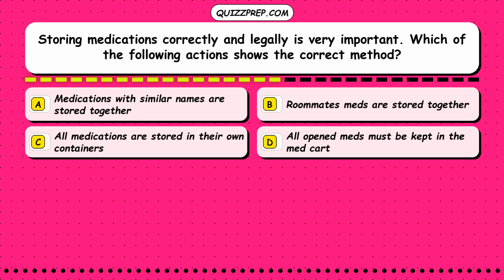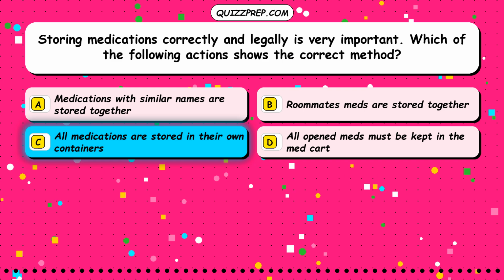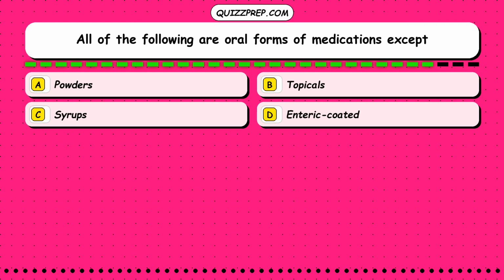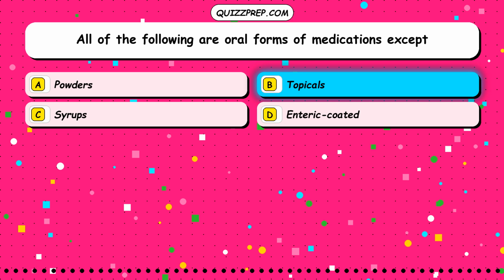Option A, medications with similar names are stored together. Option B, roommates' meds are stored together. Option C, all medications are stored in their own containers. Option D, all opened meds must be kept in the med cart. The correct answer is option C, all medications are stored in their own containers. Question 360. All of the following are oral forms of medications except: Option A, powders. Option B, topicals. Option C, syrups. Option D, enteric-coated. The correct answer is option B, topicals.